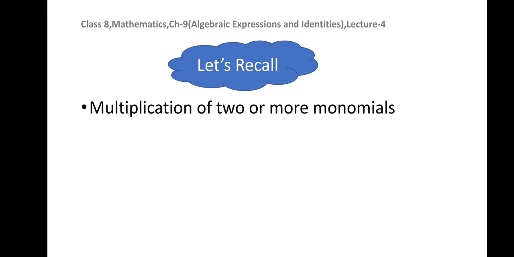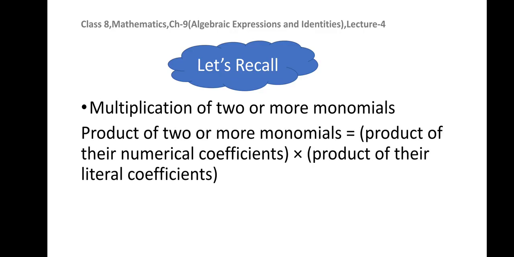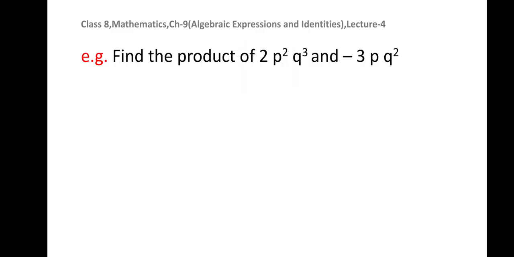Multiplication of two or more monomials. Dear children, as I told you, an algebraic expression having only one term is called a monomial. So we have learnt in the previous lecture how to multiply two or more monomials. First of all, to solve this multiplication of two or more monomials, we need to take the product of their numerical coefficients and product of their literal coefficients. Let us see this with the help of an example.